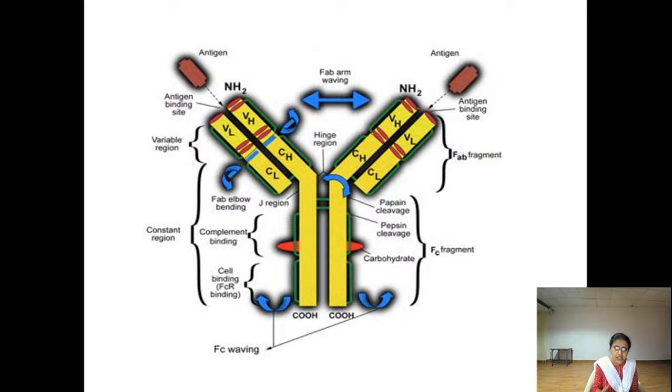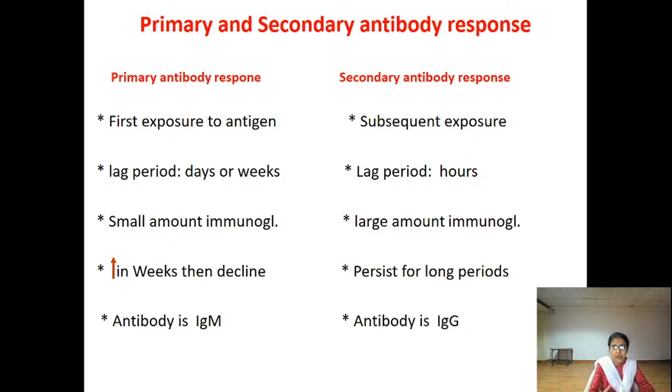So this process is called class switching. This is mostly seen in hyper IgM syndromes. Then coming to another subtopic in antibody, you should know about primary antibody response and secondary antibody response. Primary antibody response, as the name suggests, is the first exposure to the antigen. Secondary antibody response is a subsequent exposure, meaning any exposure after the first exposure.